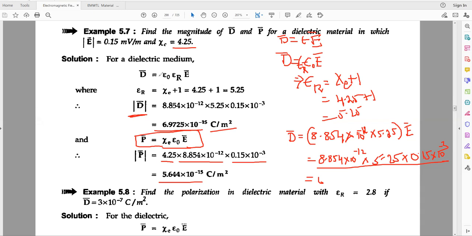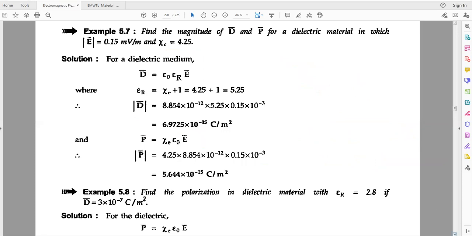Got it, my dear students? Now we got the new formula, that is epsilon R is equal to, whenever it is a given chi e value in a dielectric material, epsilon R is equal to chi e plus 1. And D bar is epsilon into E bar, that is epsilon naught into epsilon R, where epsilon R is equal to 1 plus chi e. And the P bar is chi e into epsilon naught into E bar. Got it?